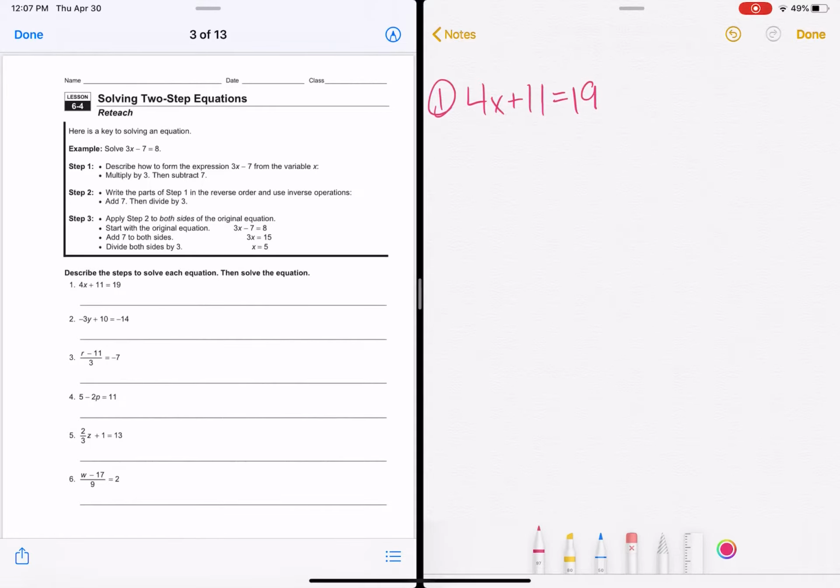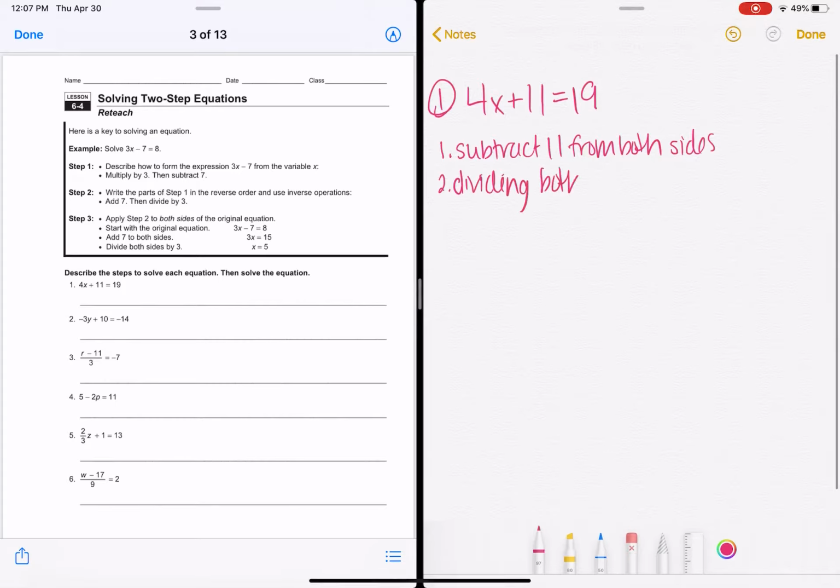So like I just said, we always want to undo the adding or subtracting first. So in this problem, they're adding 11. So our first step is going to subtract 11 from both sides. Once we do that, we're going to undo the multiplication by dividing both sides by 4.